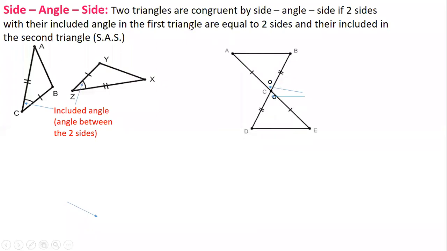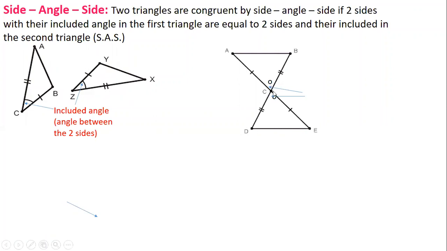Now let's look at the second figure to see which angle is included. I have a triangle AOB and DOE. This triangle up and this triangle down. Who are the marked sides in triangle AOB? AC and BC. So the included angle is ACB.